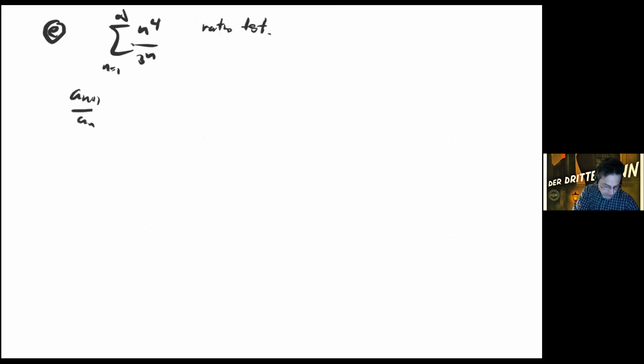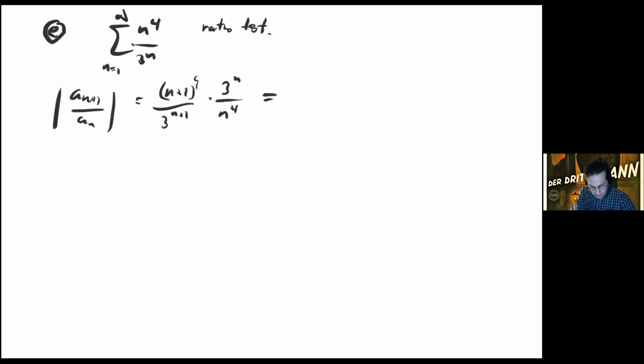Okay, so the next one is problem 1E, which is summation n to the 4th power over 3 to the nth power, and goes from 1 to infinity. So if you stare at this, there are a bunch of things you can try, but the ratio test is probably the easiest thing to use here. So we would take a sub n plus 1 over a sub n, absolute value. A sub n plus 1 is n plus 1 to the 4th over 3 to the n plus 1, times the reciprocal of a sub n, which is 3 to the n over n to the 4th.